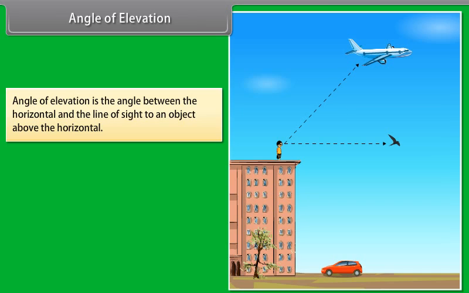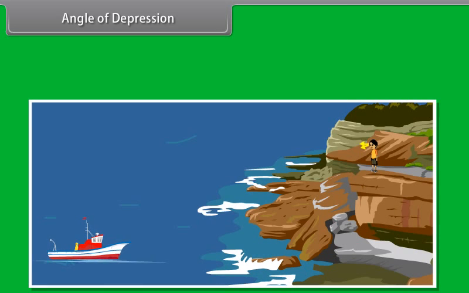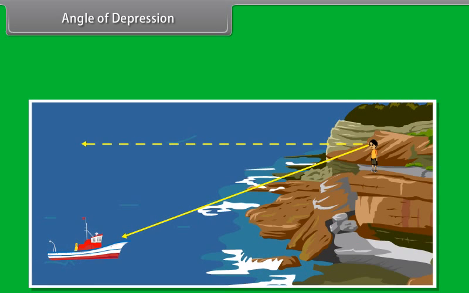The observer must raise his eyes to see the airplane which is in the slanting line. This line is also called as line of sight. The angle formed between the two lines is called the angle of elevation. Hence, angle of elevation is the angle between a horizontal line and the line joining the observer's eye to some object above the horizontal line.